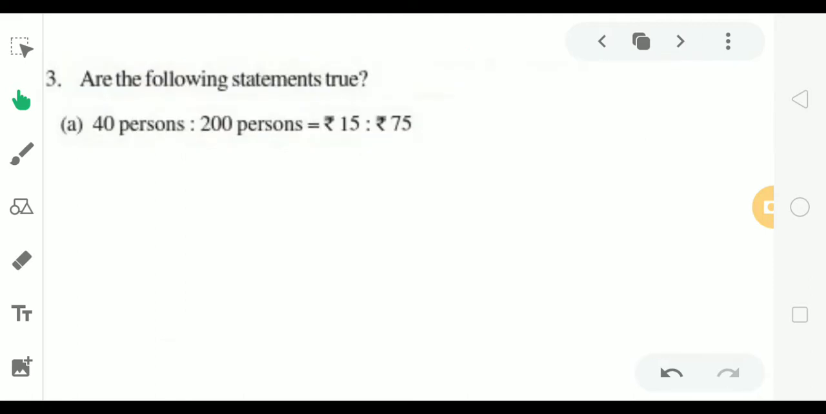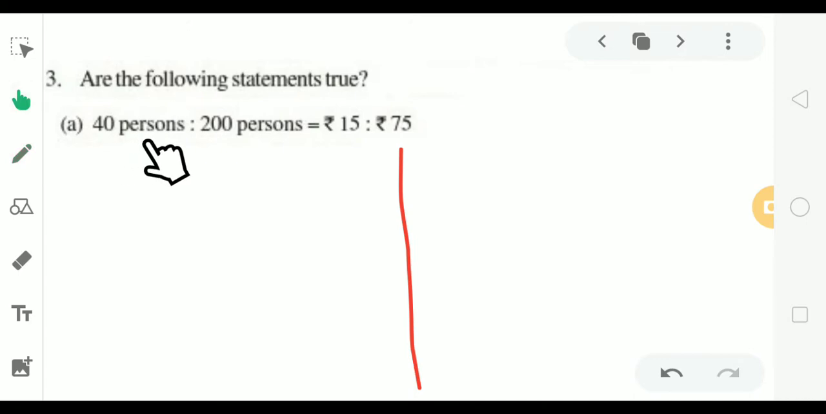Let's start today's problems. The question is, are the following statements true? The statement is given in the form of a proportion, so we need to determine whether this proportion is true or false. We learned how to check whether a proportion statement is true or false by checking the equality of the ratios. So we take the first ratio.